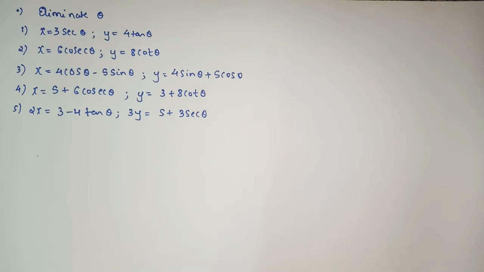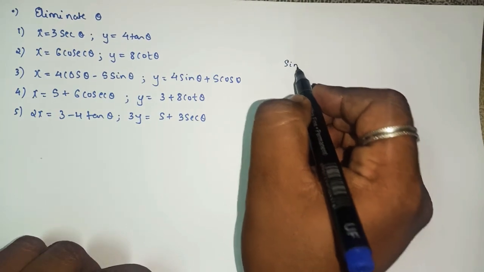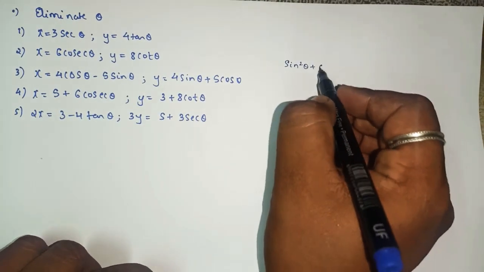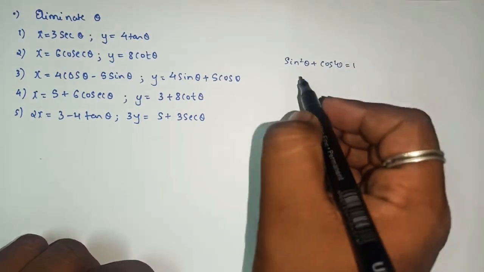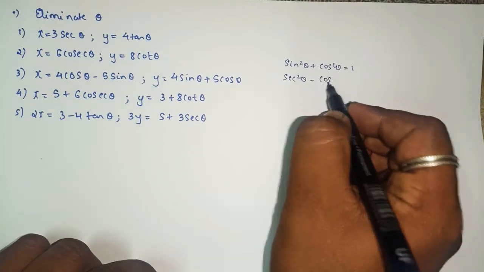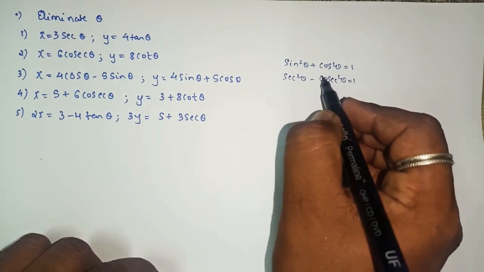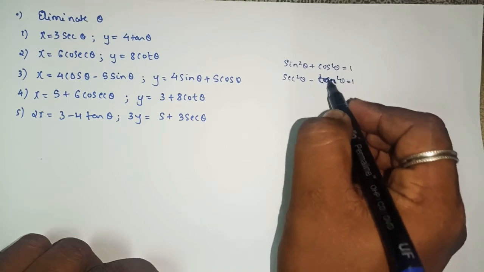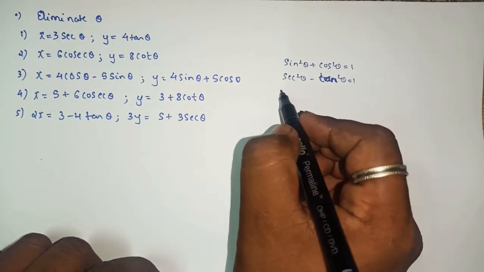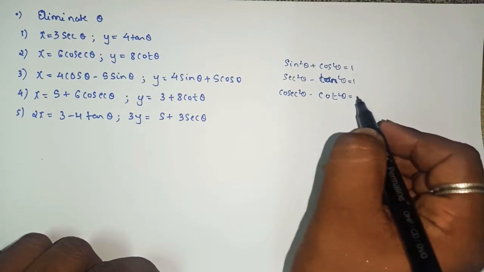The hint is: to eliminate theta you have to use the concept of identity formulas. So we know the three important identity formulas. Sin square theta plus cos square theta equals 1. Then the second one: sec square theta minus tan square theta equals 1. And the third one: cosec square theta minus cot square theta equals 1.